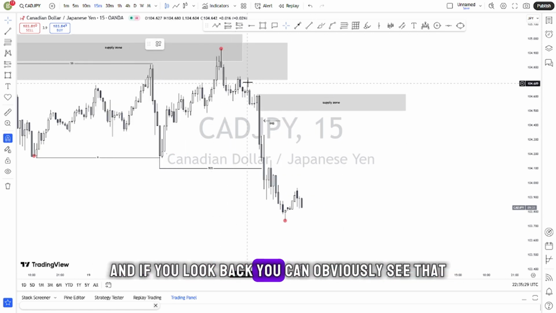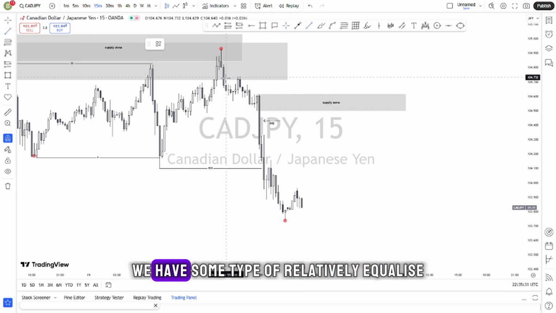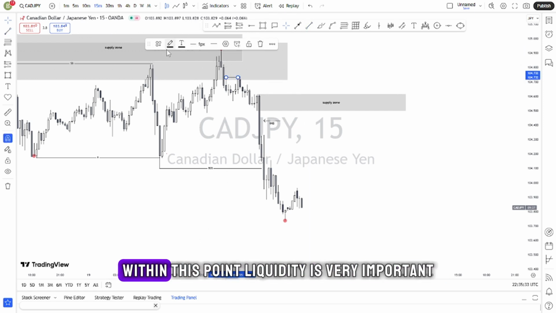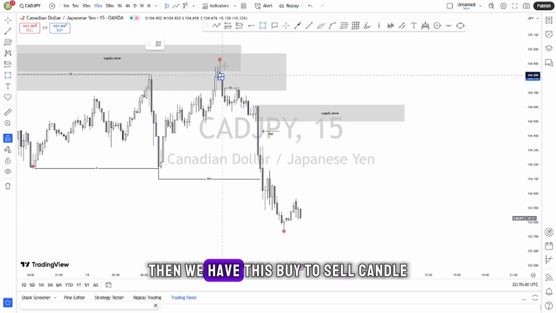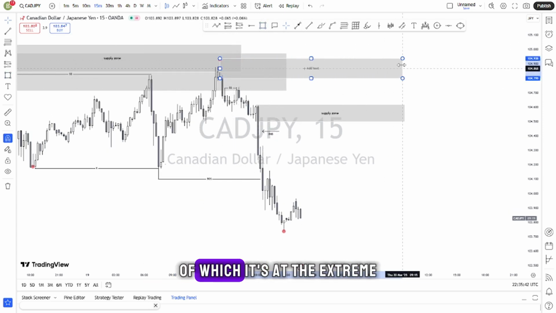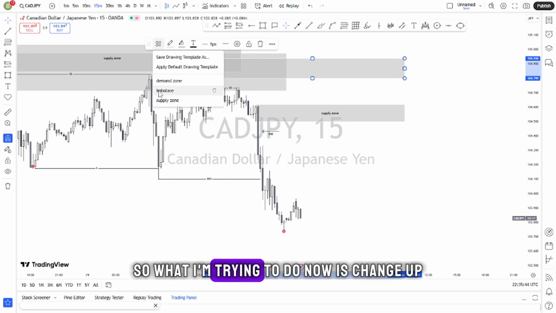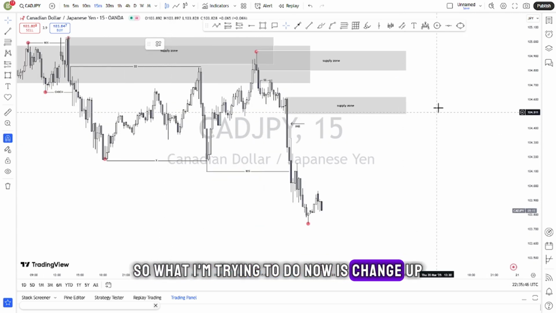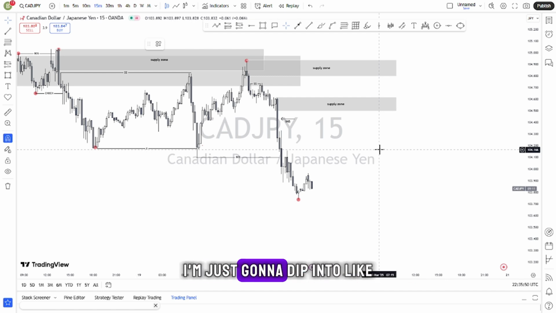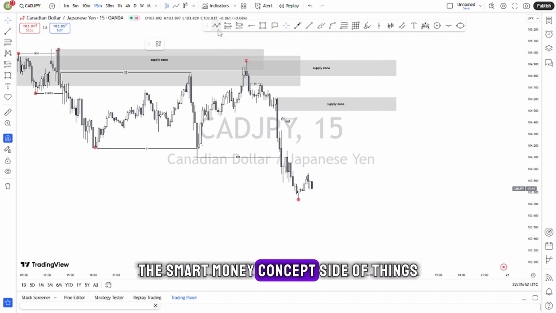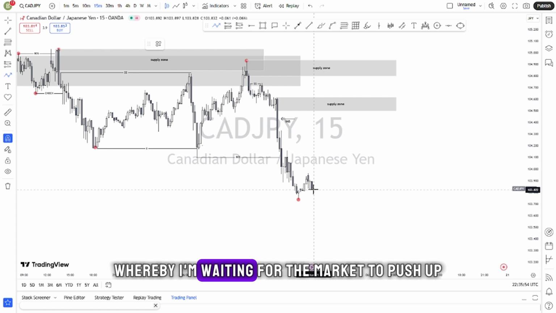If you look back, you can see that we have some type of relatively equal highs within this point. Liquidity is very important when it comes to smart money concept, guys. Right? So liquidity right there. Then we have this buy to sell candle, which is at the extreme. So what I'm trying to do now is change up all my rules, but not too much. I'm just gonna dive into the smart money concept side of things.